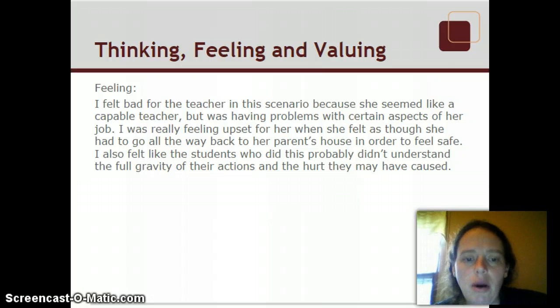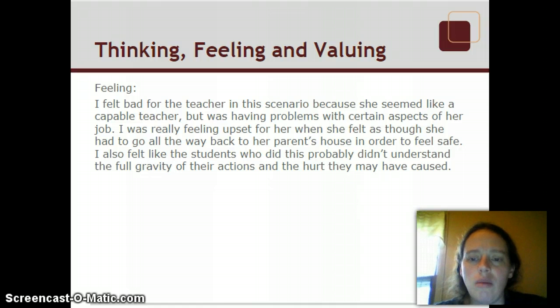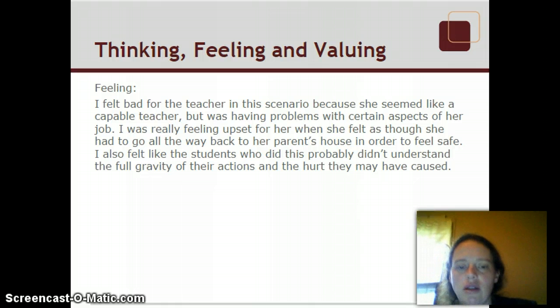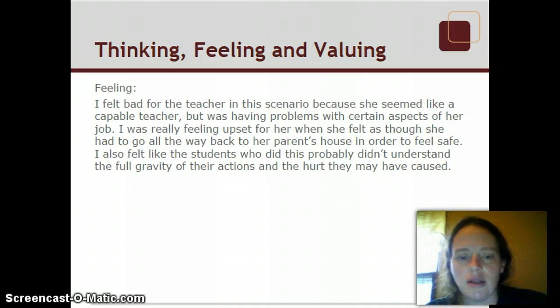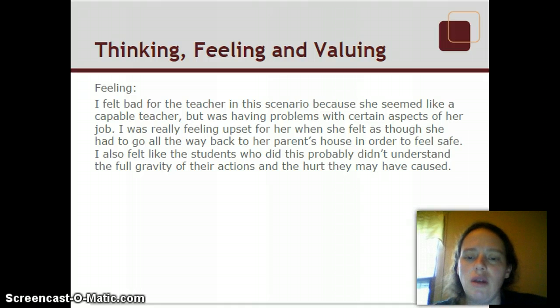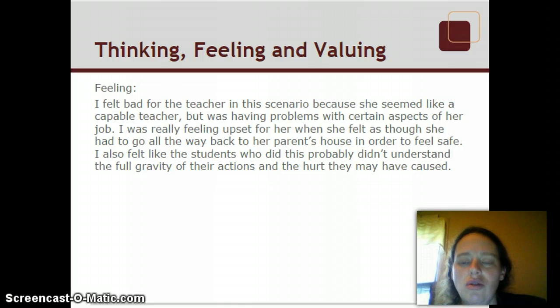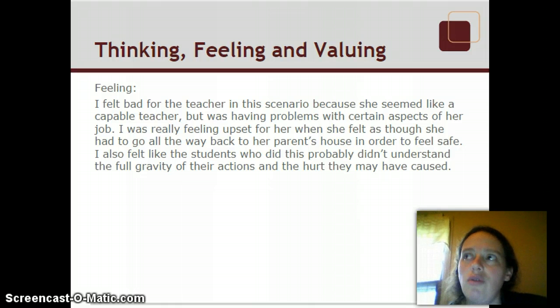The feeling part of this, I actually really felt bad for the teacher because she seemed really capable, but she was having problems with certain aspects of her job that maybe just needed fine-tuning. She hasn't been at this very long, and maybe she just needed more practice. I was really feeling upset for her that she felt like she had to go all the way back to her parents' house in order to feel safe. She seemed to be dramatizing it a little bit, but I'm sure it would feel very personal to have something of this nature happen.